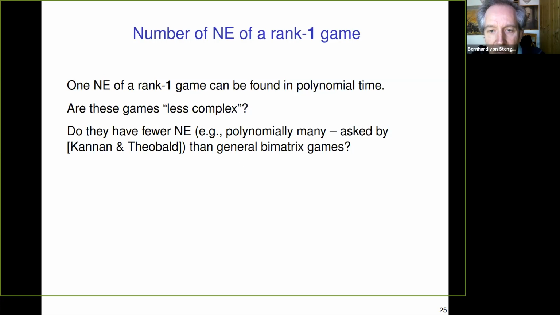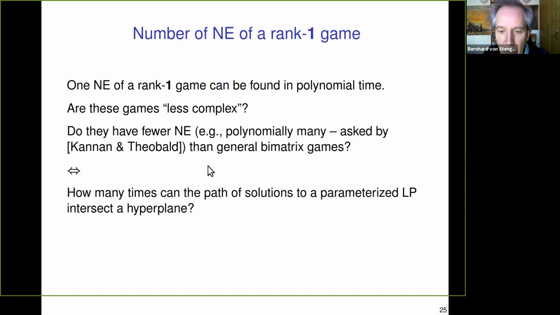Maybe the fact that we can find a rank 1, a single one, in polynomial time means we can find all of them in polynomial time. Are these perhaps less complex questions, complex games? This is a question that Kanan and Theobald asked. For instance, they could have polynomially many.